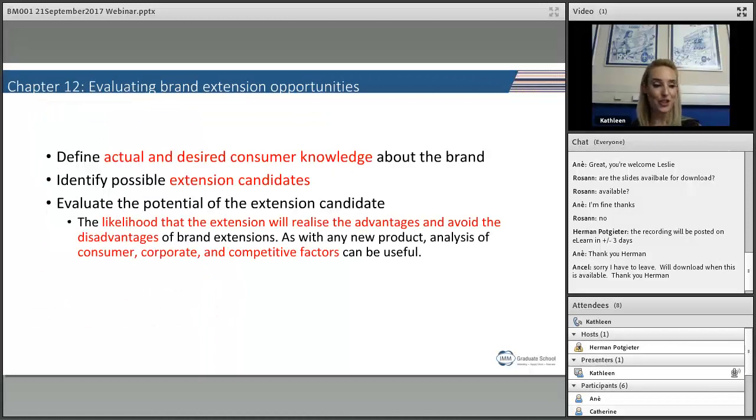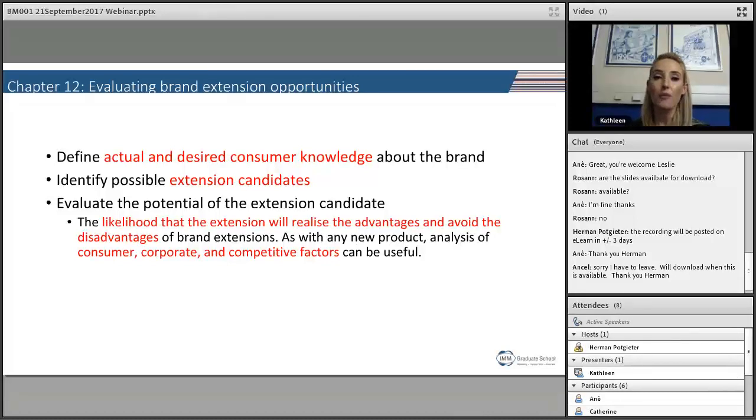Your textbook gives you quite a long list of examples of product extensions that have been successful and product extensions that have been unsuccessful. And it's interesting to read as an example, and it also just adds some insight into how important it is that extensions are actually relevant.